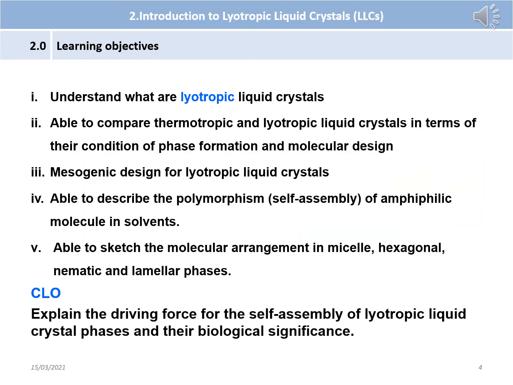There are 5 learning objectives related to lyotropic liquid crystals that students need to master. All these 5 are for lectures Part 1 and Part 2. After we finish the topic of Introduction to Lyotropic Liquid Crystals, students should be able to understand what lyotropic liquid crystals are, able to compare thermotropic and lyotropic liquid crystals in terms of their condition of phase formation and molecular design, mesogenic design for lyotropic liquid crystals, able to describe the polymorphism, self-assembly, of amphiphilic molecules in solvents, able to sketch the molecular arrangement in micelle, hexagonal, nematic and lamellar phases.